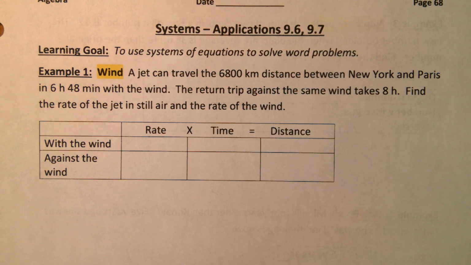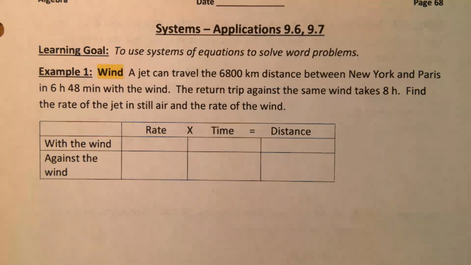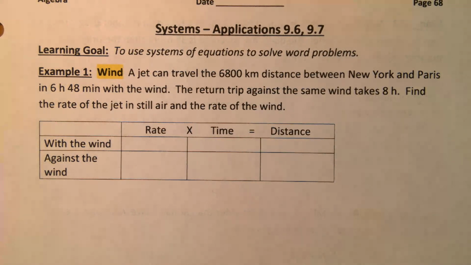Okay, this is our last lesson for chapter 9. Woohoo! And we're going to talk about applications. So we're going to look at solving word problems again using systems of equations. And these might require us to use substitution or elimination. We're not going to do graphing with these, but these are very specific types of word problems. And we are going to use charts because we like to.